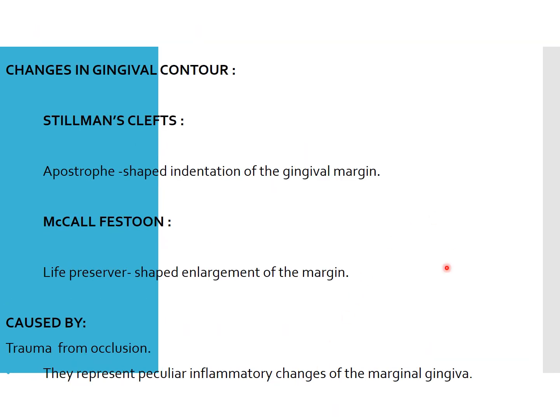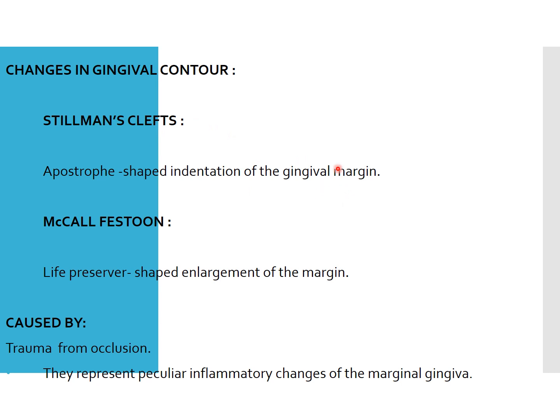So for changes in the gingival contour, you can see different types of contour. Normally the contour will be scalloped and knife-edged. In disease cases, you can see rolled margins with blunt interdental papilla. So scalloped and knife-edged will be like this, and rolled margins with blunt interdental papilla will be like this. You can see some other changes called Stillman's cleft and McCall's festoon. These are seen in trauma from occlusion. You can see an apostrophe-shaped indentation in the gingival margin. That is Stillman's cleft.